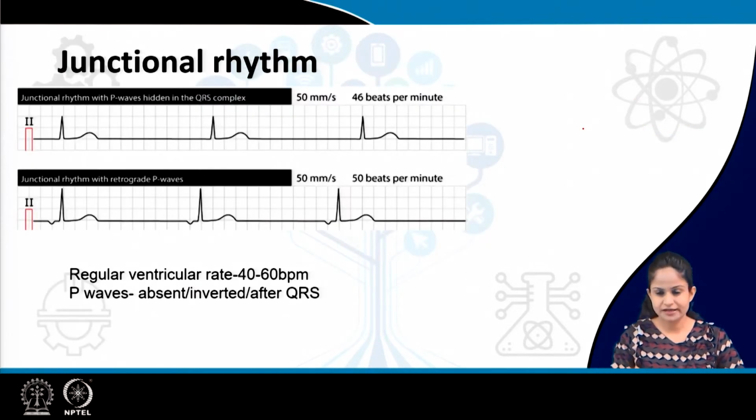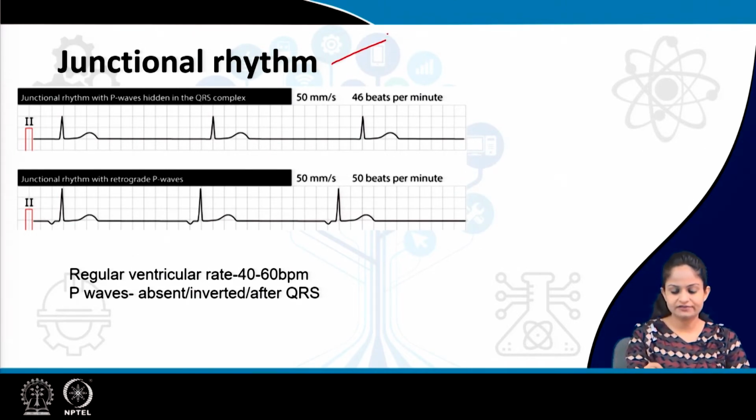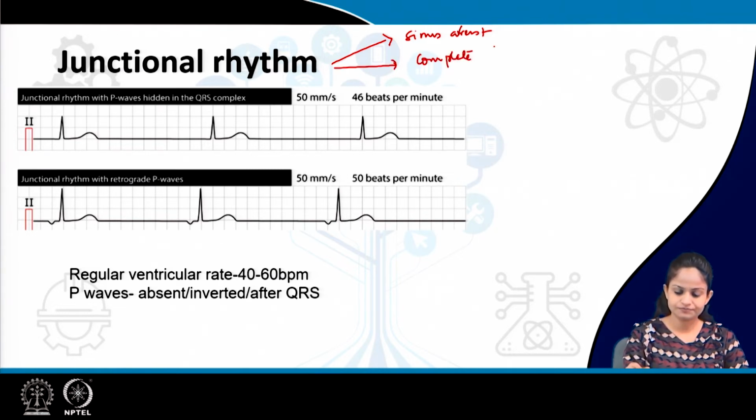Now, next we come to the junctional rhythm. Junctional rhythm usually occurs in two conditions. The first one is whenever there is sinus arrest. The second one is whenever there is complete heart block.